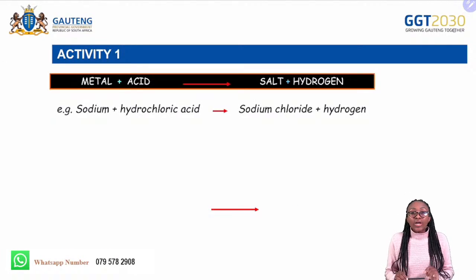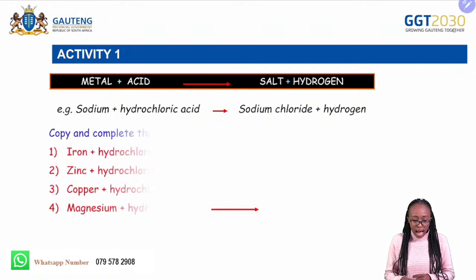We're going to be referring to the equation in the text box. The equation in the text box is metal reacts with acid to produce a salt and hydrogen. So one example here is sodium reacting with hydrochloric acid to give us the salt, sodium chloride, and hydrogen.